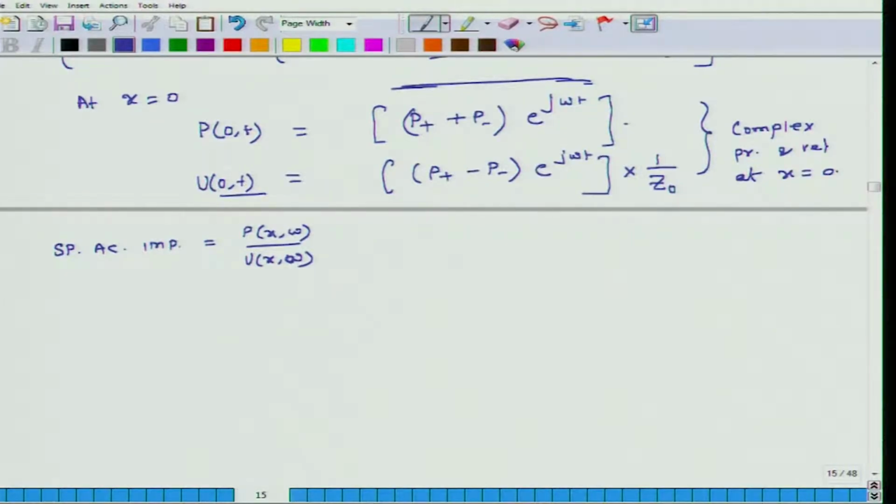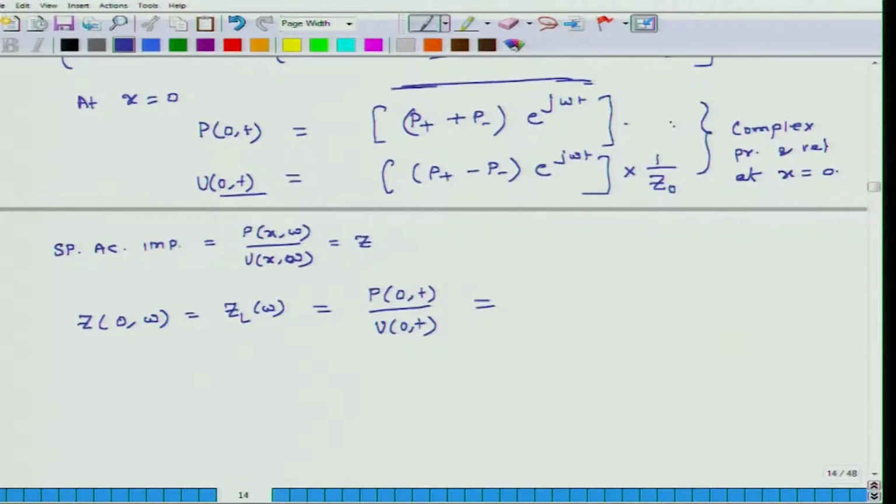So, if I have to compute the value of a specific acoustic impedance, designated as Z, at the origin, then we already said that the value is given: Z at 0 and omega is equal to ZL, and this can change with frequency. So it is Z(omega), and this is nothing but P of 0 and t divided by U of 0 and t.